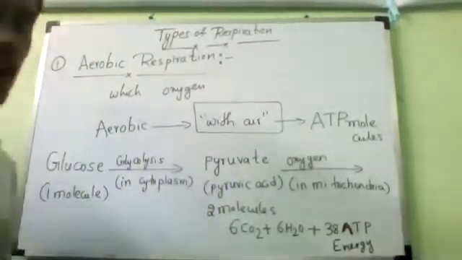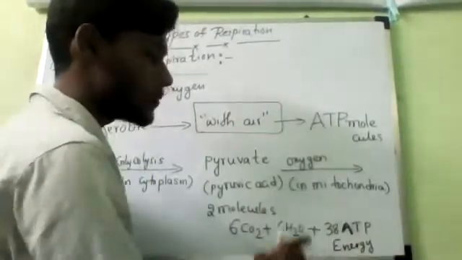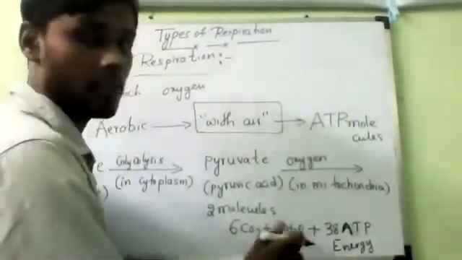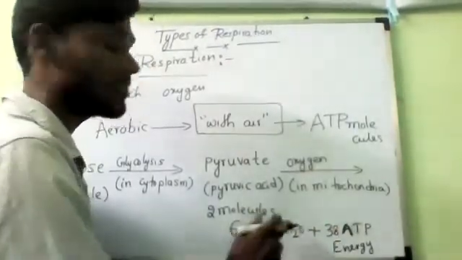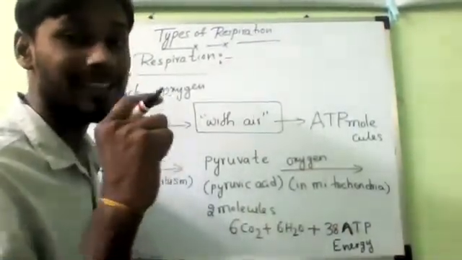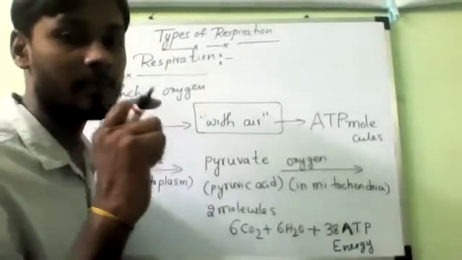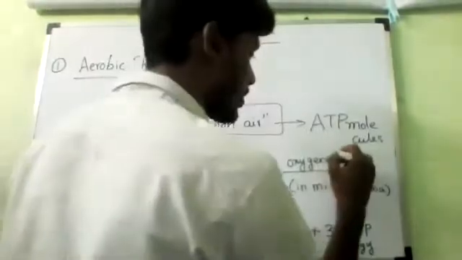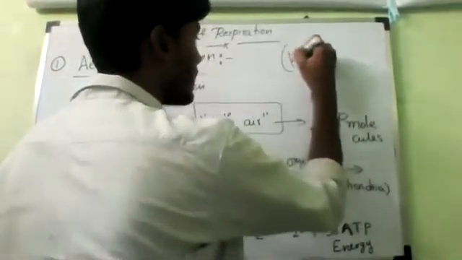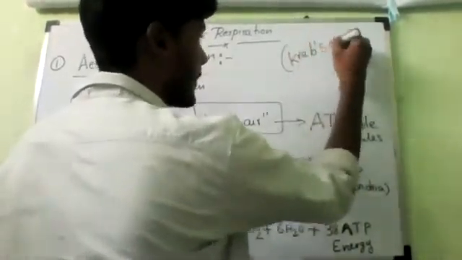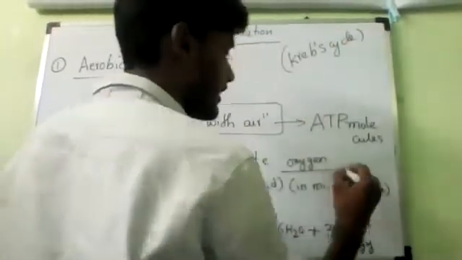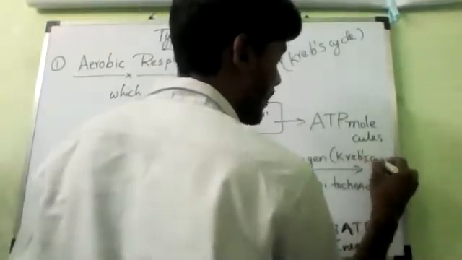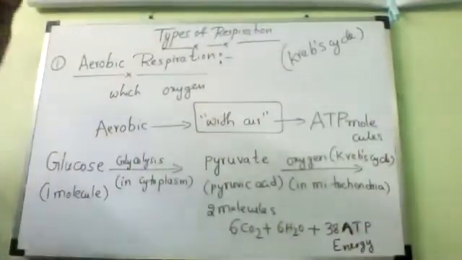And remember, the process that takes place here, by adding oxygen in the mitochondria and converting it into energy plus carbon dioxide and water, the name of that process is called the Krebs cycle. K-R-E-B-S, Krebs cycle. Note it down, all of you. Write it.